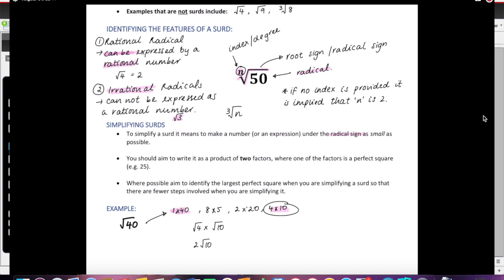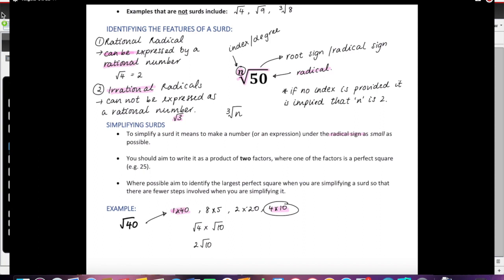What I encourage you to do now is pause the video and have a go at simplifying the square root of 40 using either 8 and 5 as your factors, or 2 and 20 as your factors, and check and see whether you also get 2 times the square root of 10 as your final answer. Now, if you want to use your CAS to help you verify that your answers are correct, I strongly encourage you to do that.